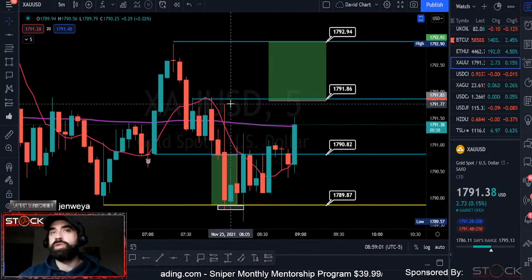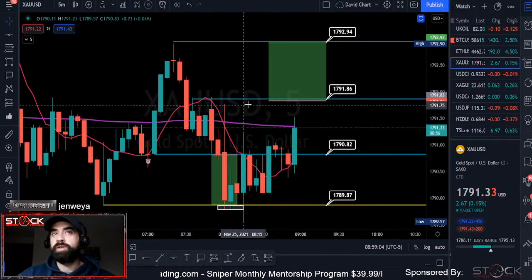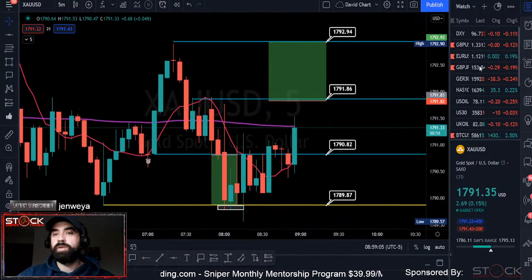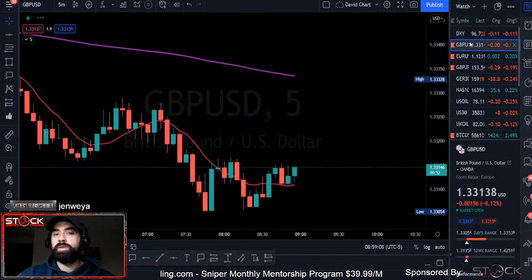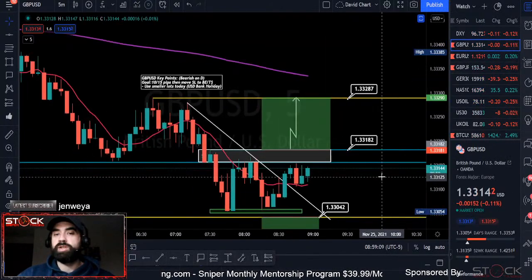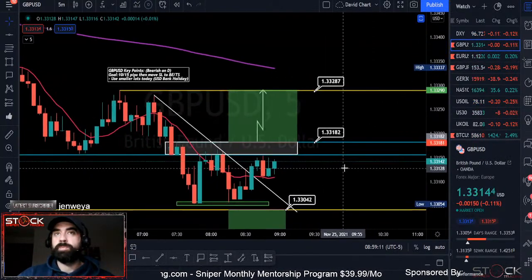I think GU is starting to make a rise. Look at GBP USD, guys, starting to rise. Let's see.